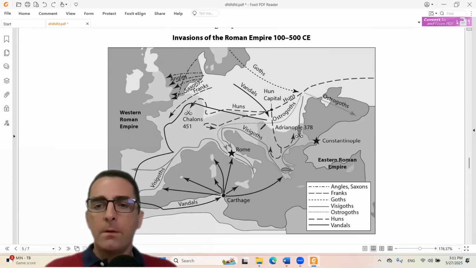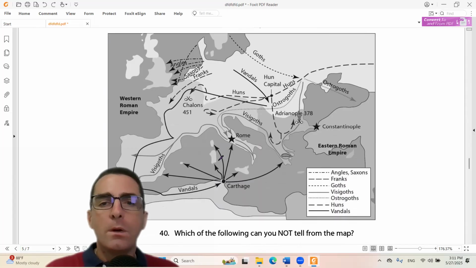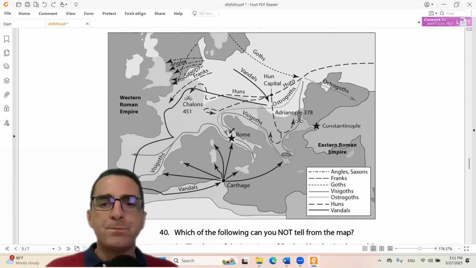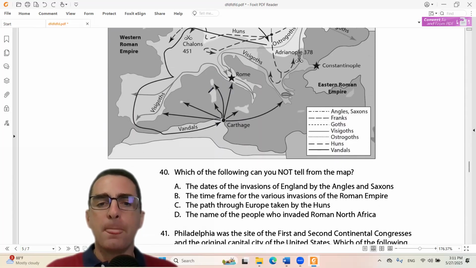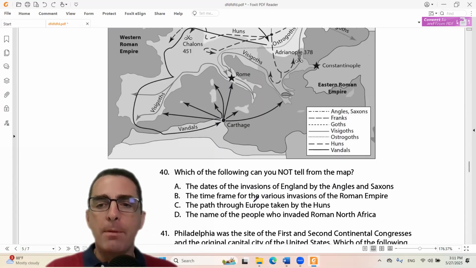So here we have quite a semi-complex map. Here we have all the invaders of the Roman Empire, the Angles, the Saxons, the Franks, the Goths. You don't have to remember all this stuff. You just have to know how to read the map in a logical way. Let's see what the question says. Which of the following can you not tell from the map?